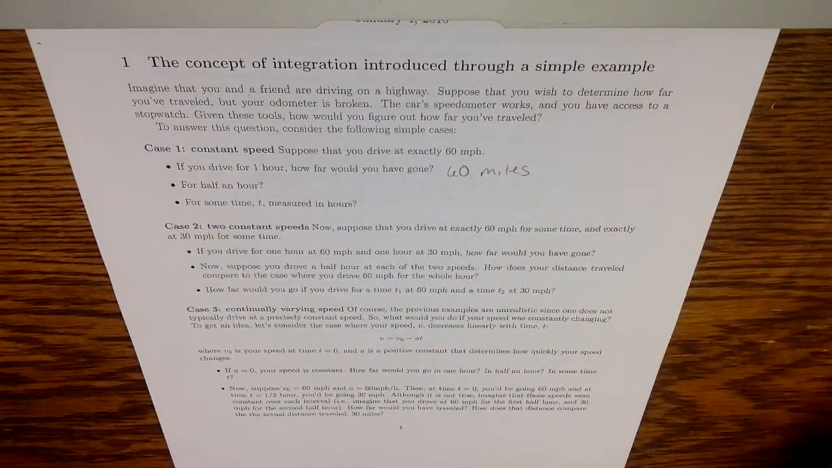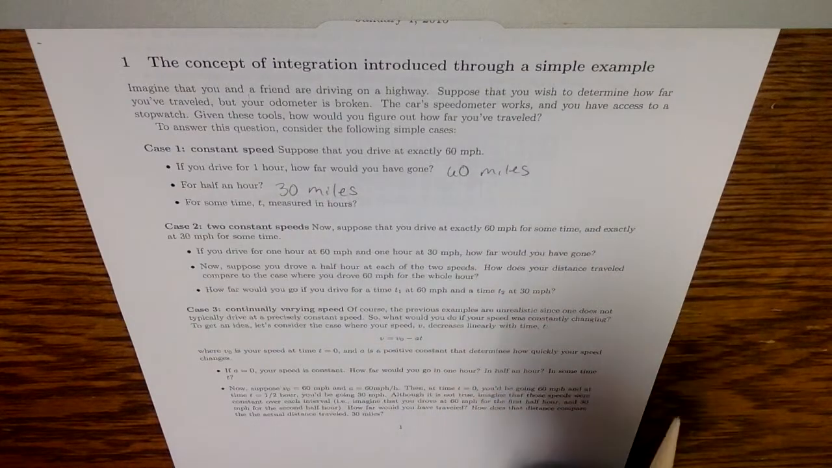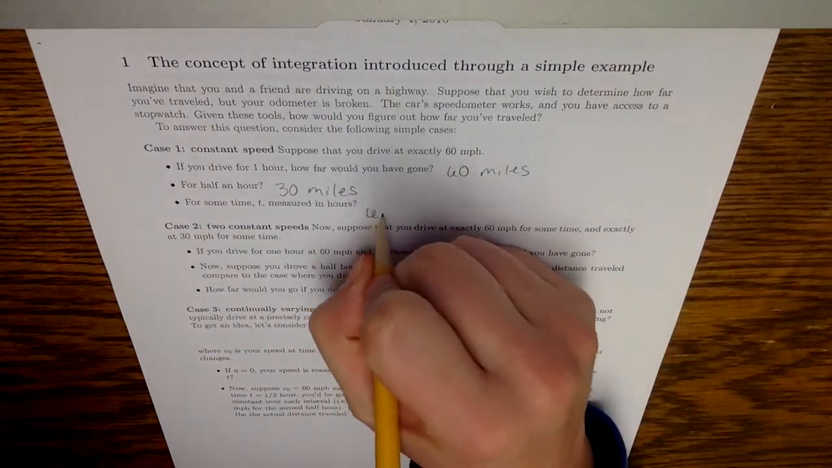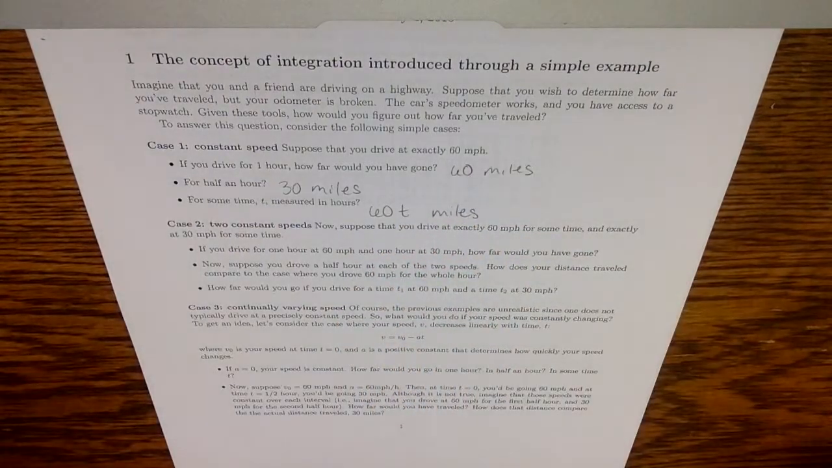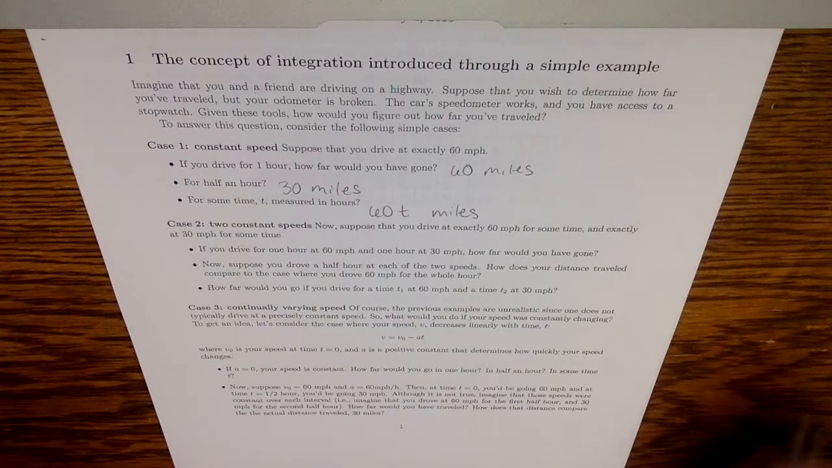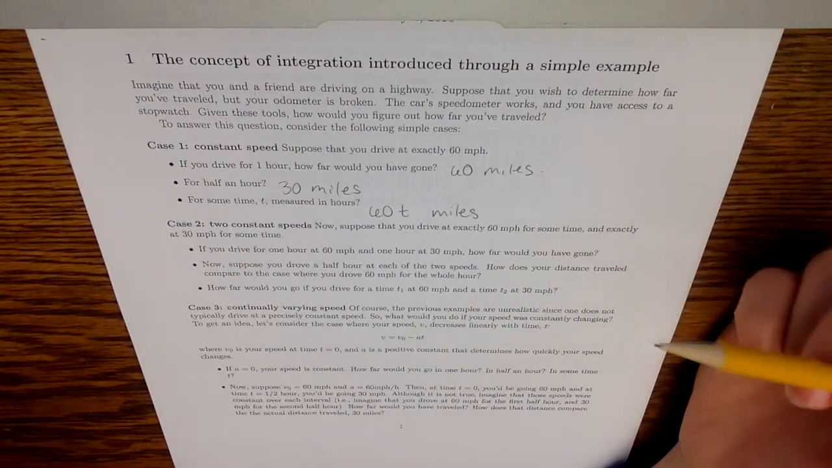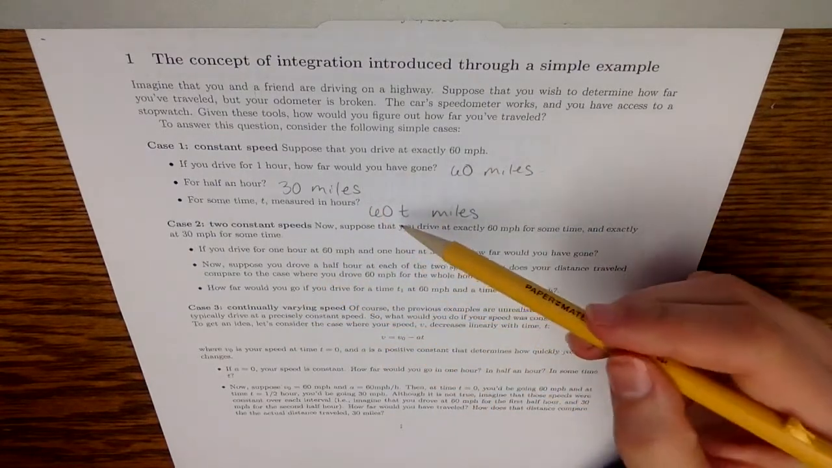Okay. If you travel for half an hour at 60 miles per hour, that's 30 miles. And now if you travel for some time t measured in hours, you'll travel 60t miles. So if the time is 1 hour, then you'll travel 60 miles, just like in the first case. If we travel for just 1/2 an hour, we'll travel 30 miles, as in the second case, and t could be anything.